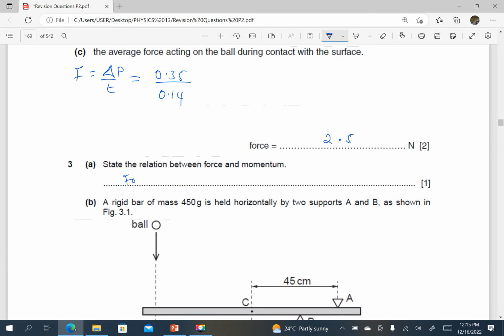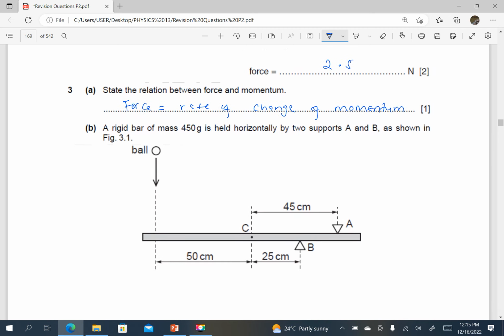State the relation between force and momentum. We know that force is equal to the rate of change of momentum. Force is equal to the rate of change of momentum, that's the relation.